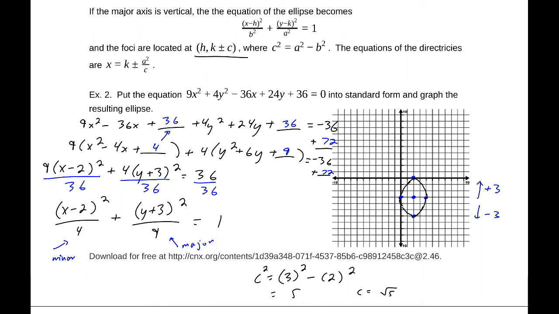So if we start at our vertex and go along the major axis, square root of 5, which is 2 point some odd, our foci are going to be right around there. Again, starting at our vertex, going the opposite direction, square root of 5.